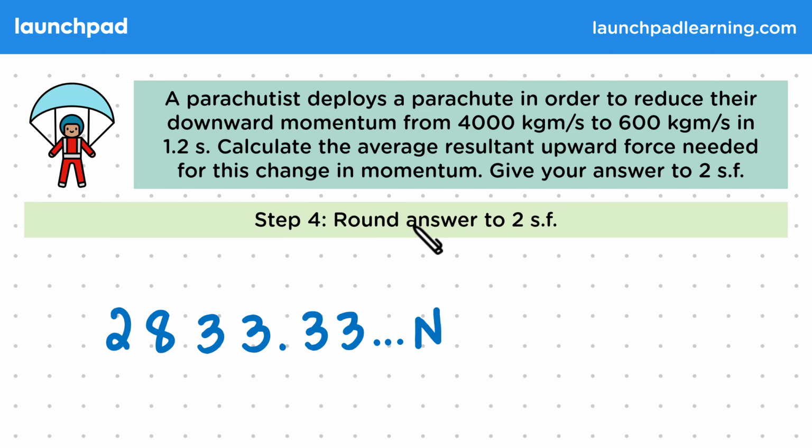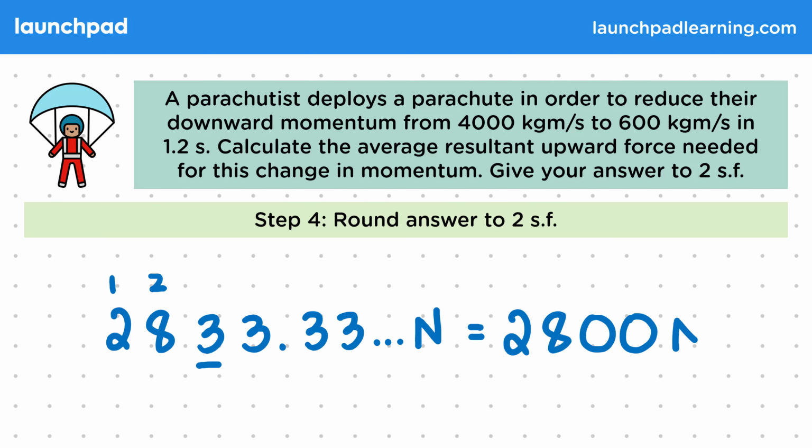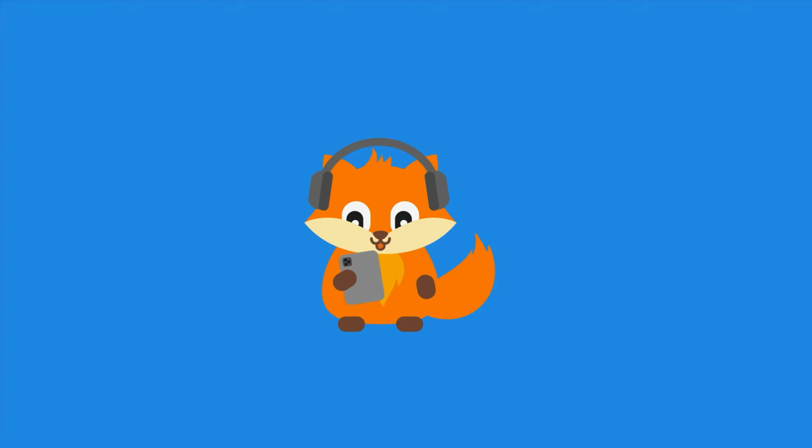Finally, in step 4, round the answer to 2SF, which stands for two significant figures. To do this, we count the first two non-zero digits in our answer. 1, 2. Then we check the third digit, which is 3. Since this is less than 5, we round down the remaining digits to 0, giving us a rounded answer of 2,800 newtons.